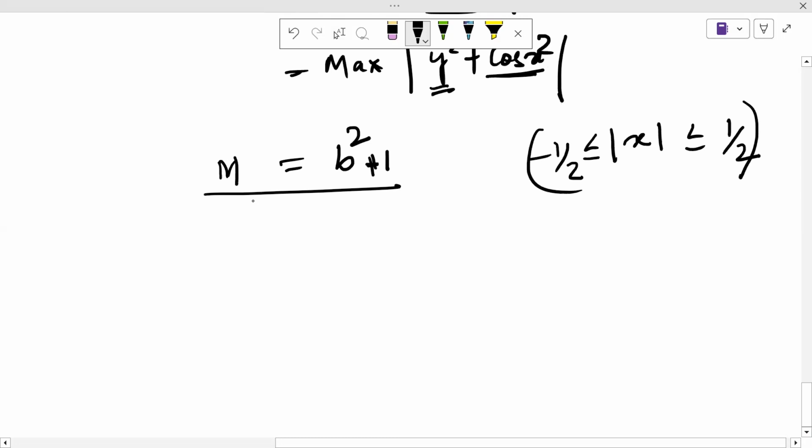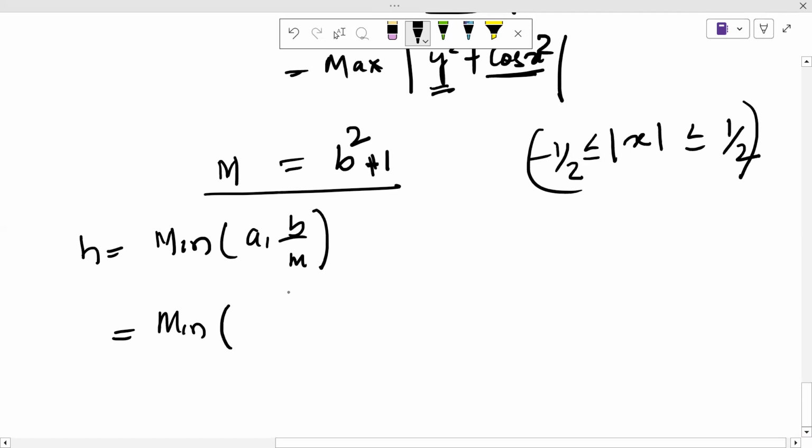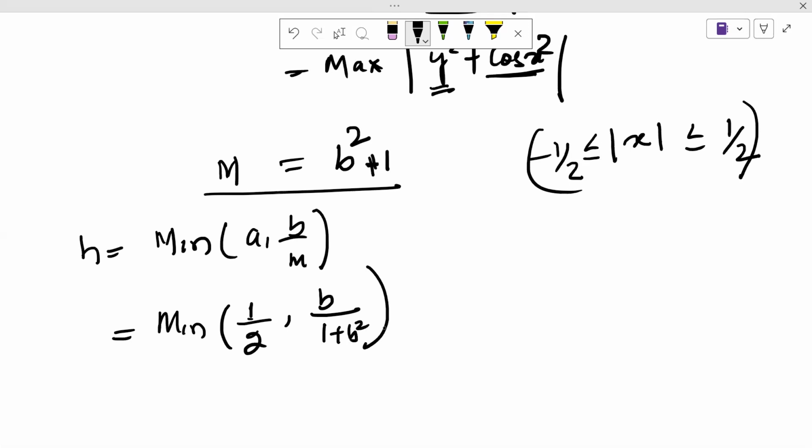Then what is your objective? What do you want to find here? Now h. What is h? The minimum value of a comma b by m, right? What is the value of a? 1 by 2. And b by m is b by 1 plus b square. But you don't know the value of b. If you evaluate b, then after substituting, you compare and find out the minimum value.